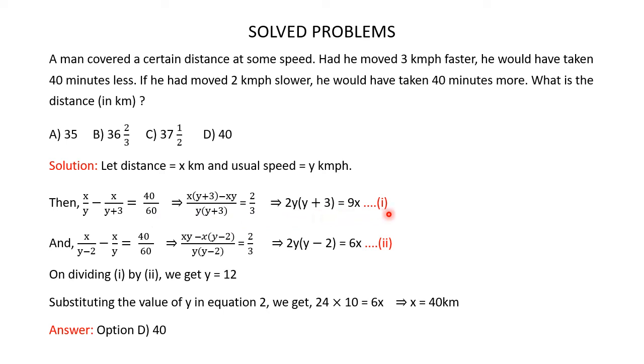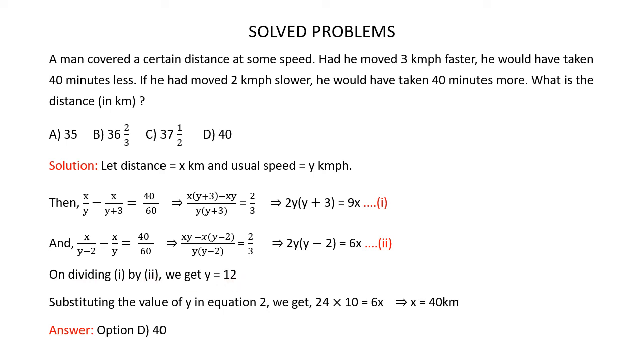This is equation 1. Now it's given if he had moved 2 kilometers per hour slower, he would have taken 40 minutes more. So x divided by y minus 2 minus x divided by y is equal to 40 by 60. On simplifying this, we get 2y multiplied by y minus 2 is equal to 6x. This is equation 2. Now on dividing equation 1 by equation 2, we get y is equal to 12.